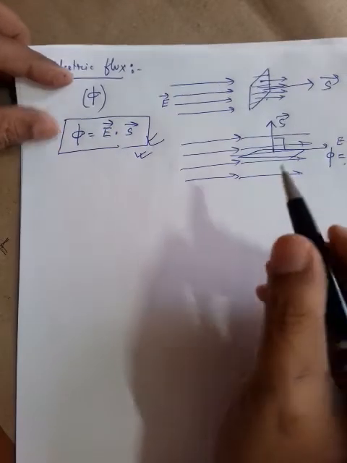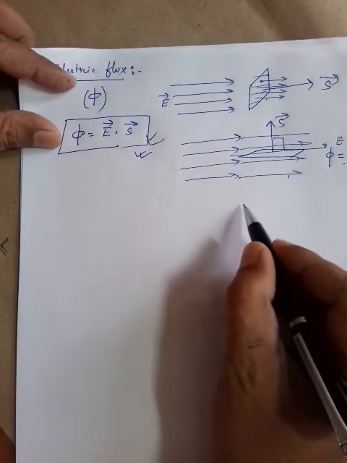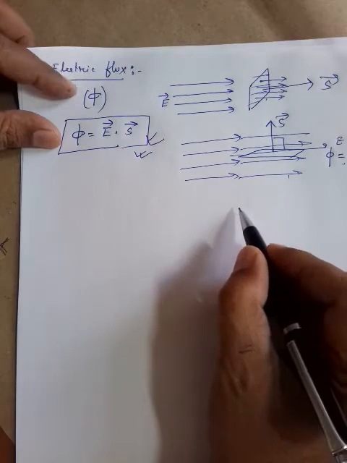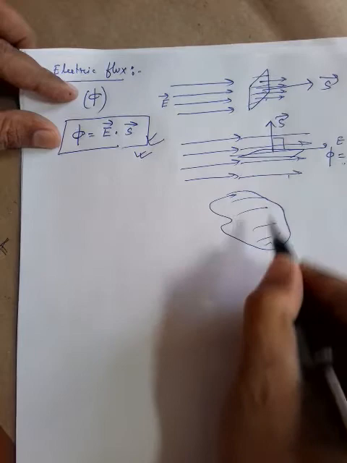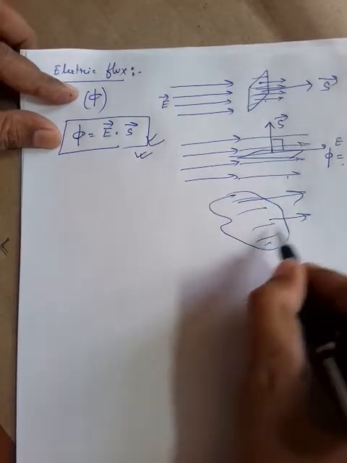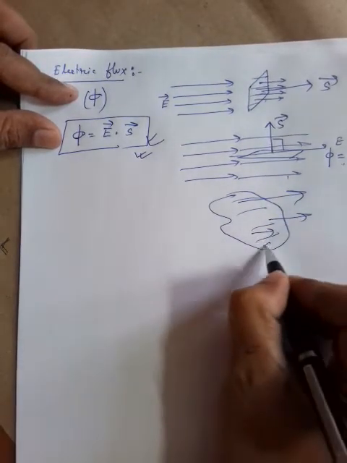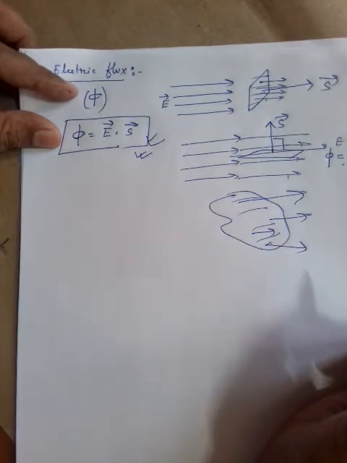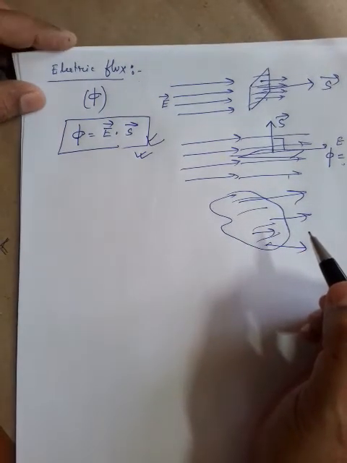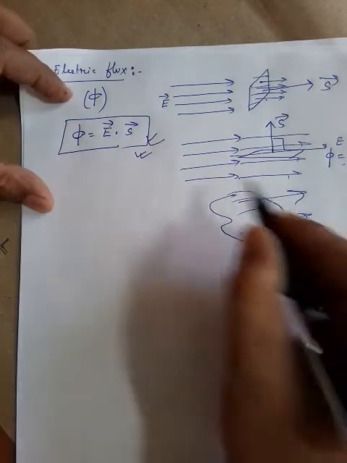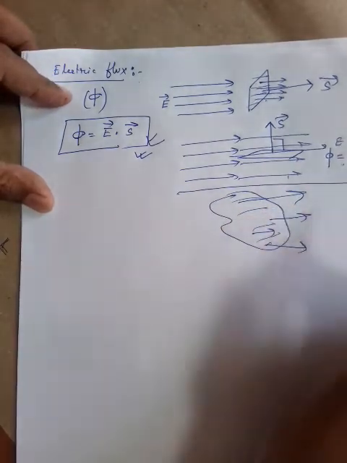You may have a situation, say for example, one area considered where the electric field is not the same everywhere. Say for example, I am considering one area like this. It may be of any shape or size. The electric field here, or here, or here, is not the same. Then we cannot do the calculation for the whole area. We should do it in a different way. So I am going to write it first.